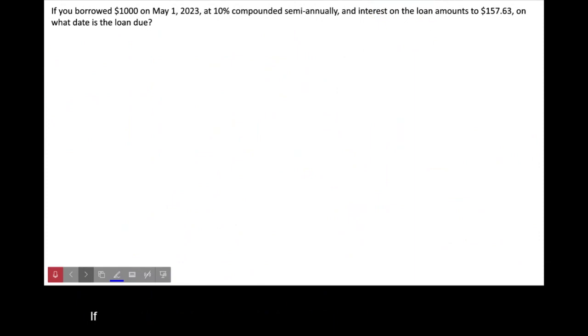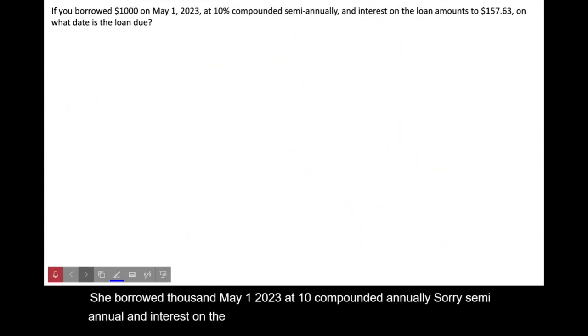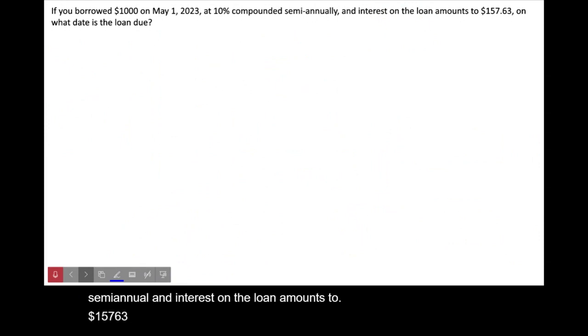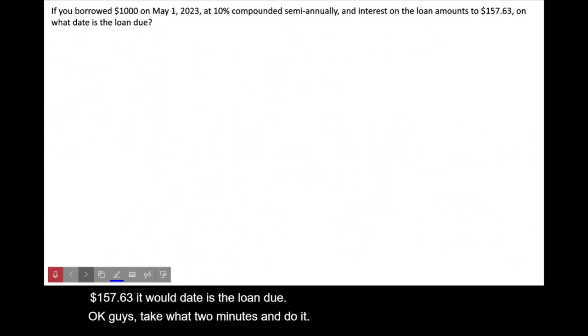If you borrow 1,000 on May 1, 2023 at 10% compounded semi-annually, and interest on the loan amounts to $157.63, at what date is the loan due? Okay, guys, take 2 minutes and do it.